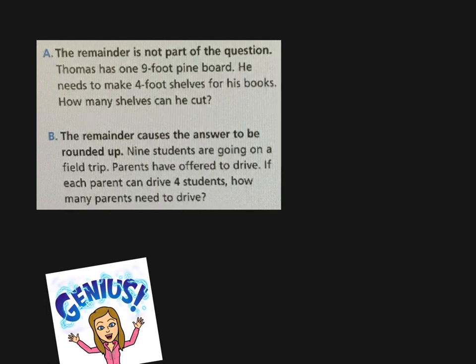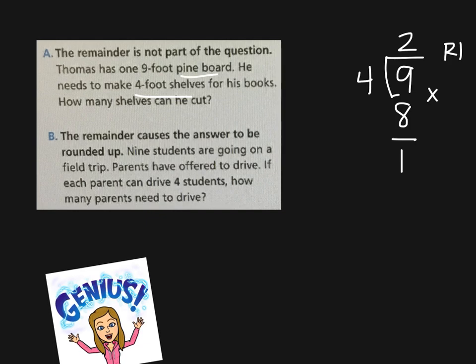So the remainder would just be the extra pine board that would essentially just be tossed into either the garbage or into maybe a pile for an art project or something, reused, right? So when I do the math, 9, that's the board, divided by 4, these shelves that he needs to make, 4 goes into 9 2 times without going overboard. 4 times 2 is 8. Subtract 9 minus 8 is 1. No numbers to bring down, so remainder 1.